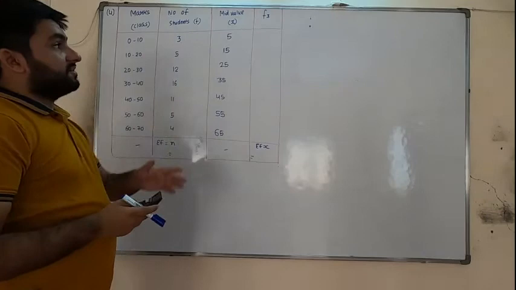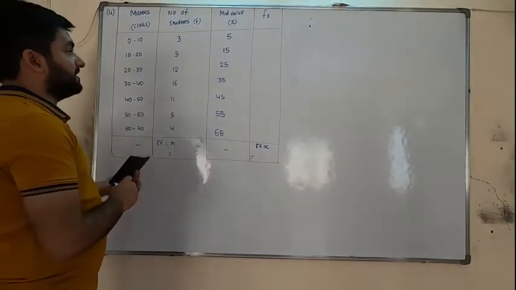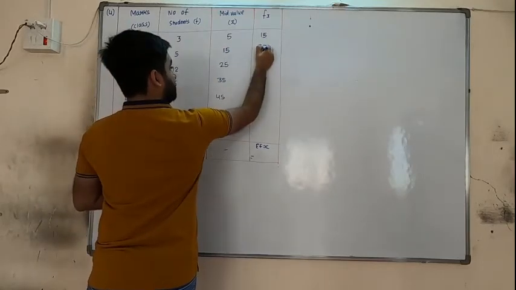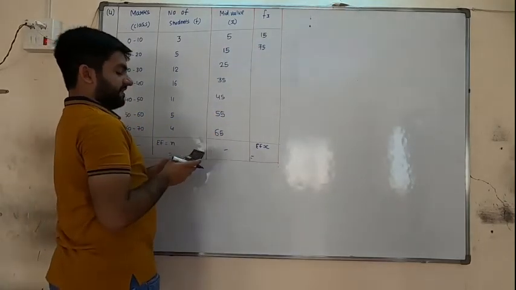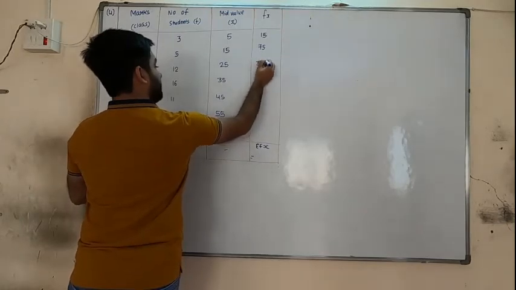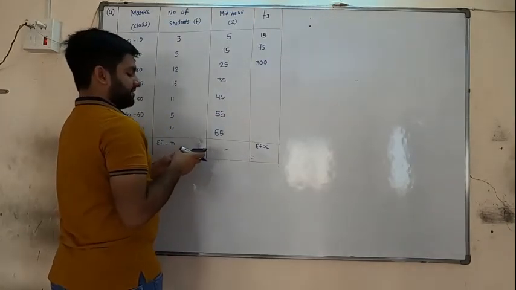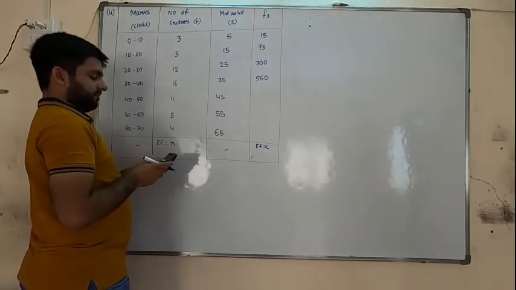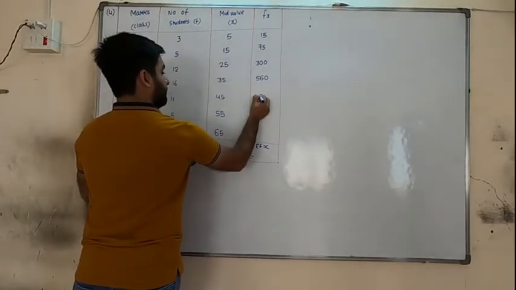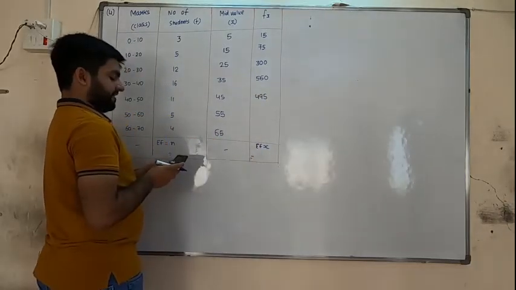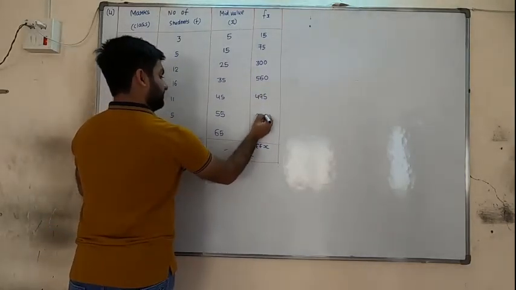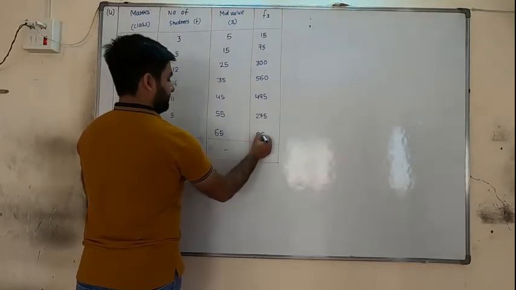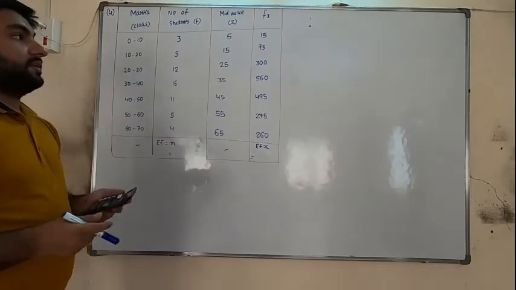Now fx means f into x. 3 into 5 is 15, 15 into 5 is 75, 25 into 12 is 300. 35 into 16 is 560. 45 into 11 is 495. 55 into 5 is 275. And 65 into 4 is 260. Okay, let us take the total.